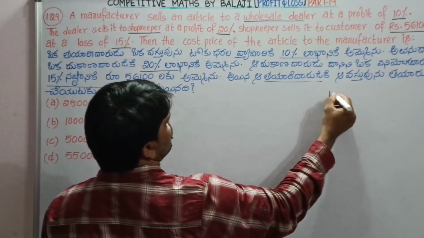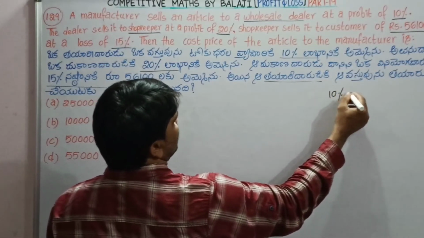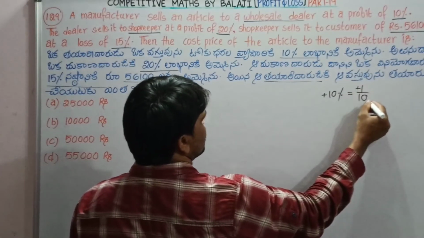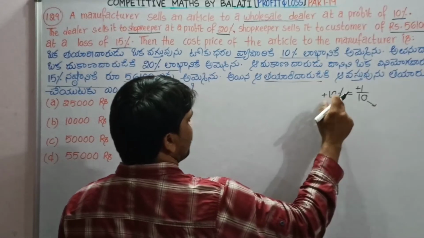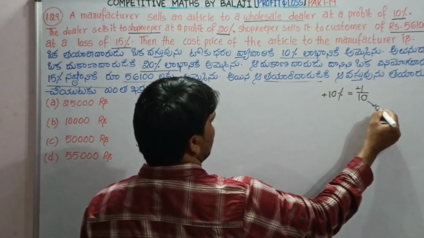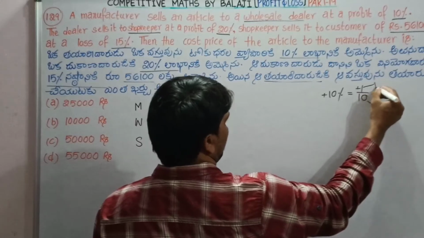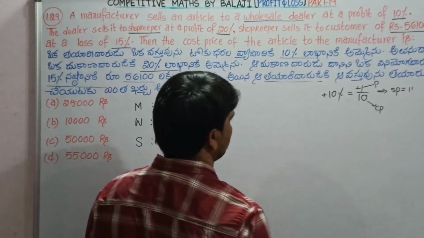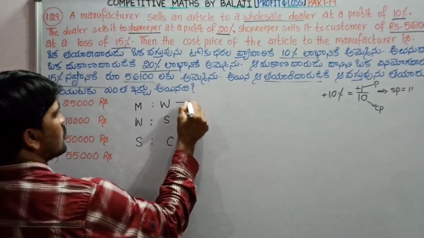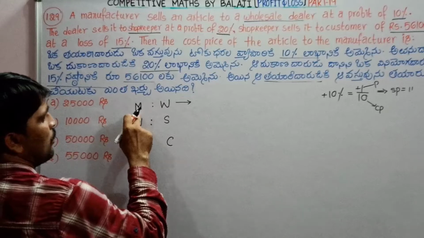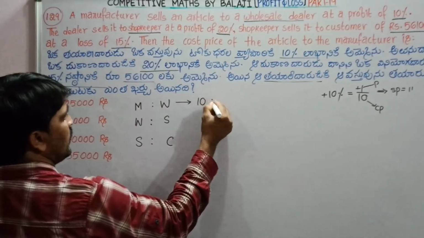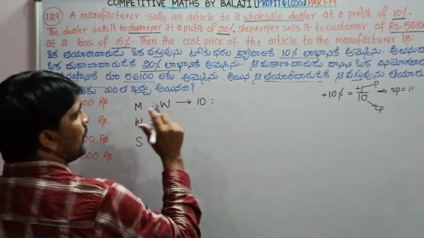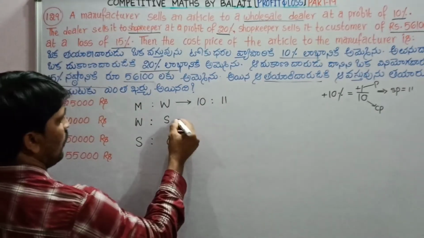Yes, manufacturer sells to wholesale dealer at a profit of 10%. The fraction value is 1 by 10. Since profit and loss are always calculated on cost price, the denominator or base is cost price and profit is 1 unit. In this case, selling price is 10 plus 1, 11 units. That is, cost price for manufacturer is 10 units. Then cost price for wholesale dealer or selling price of manufacturer is 11 units.